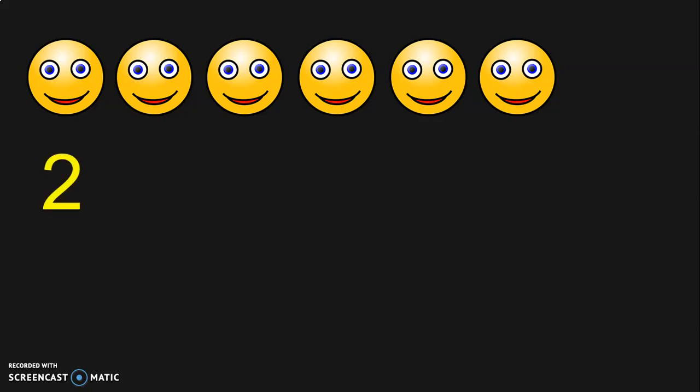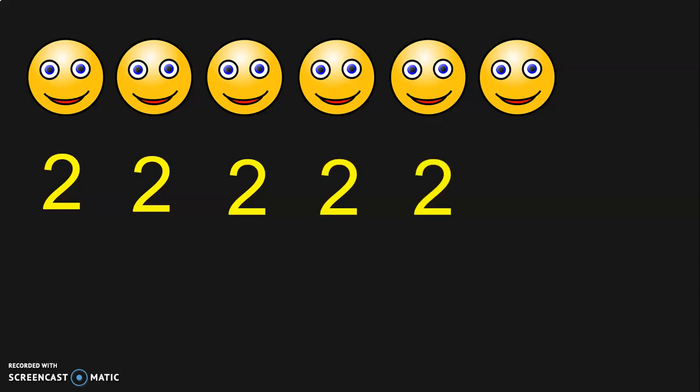So now let us write them down in the form of numbers. The first group has 2 eyes. The second group has 2 eyes. The third group has 2 eyes. The fourth group has 2 eyes. The fifth group has 2 eyes. And the sixth group has 2 eyes.